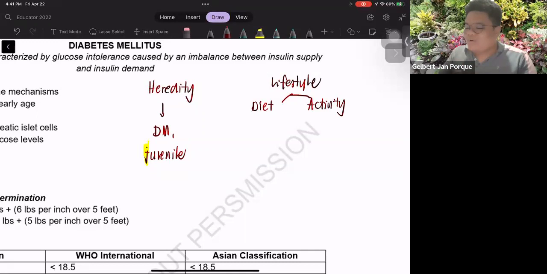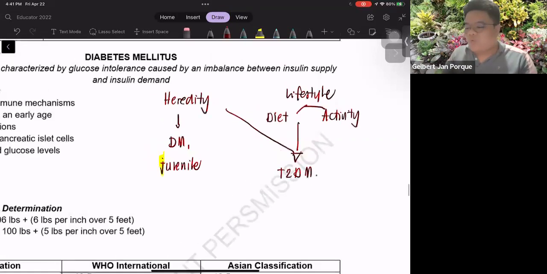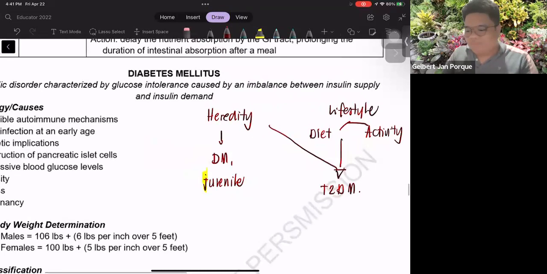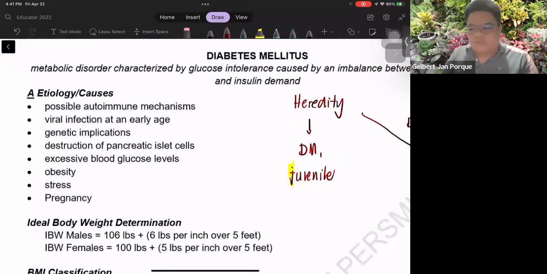Now, si type 2 ya class, although may heredity man nga component, pero class, it's more of lifestyle, no? Kaon ka sweets, wala halos activities, leading class to your type 2 diabetes mellitus. But class, both heredity and lifestyle would have a contribution to your DM. Okay? So possible autoimmune, naguba ang pancreas. Possible class ng infection at the early age, guba ang pancreas. Genetics, destruction of pancreatic cells, excessive blood glucose class related to diet, obesity, stress.